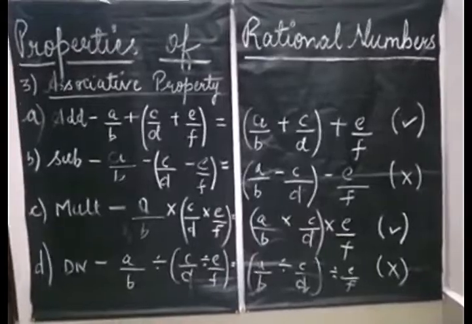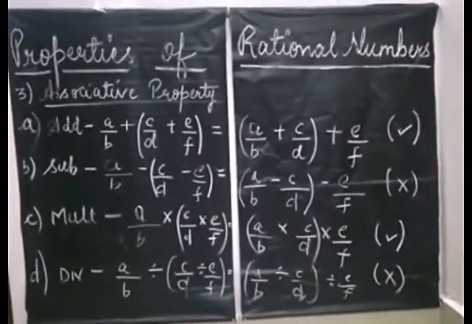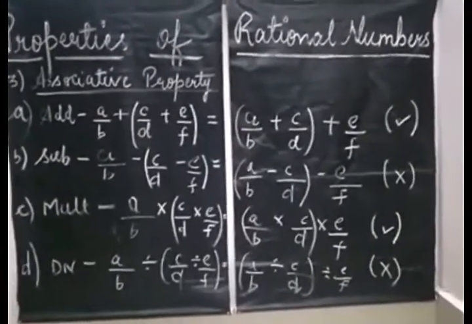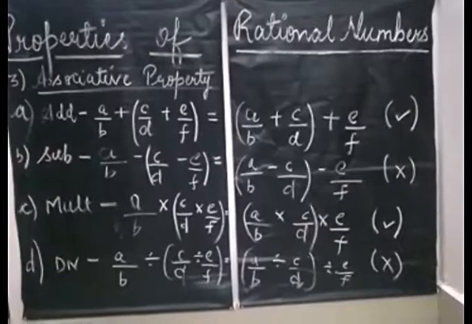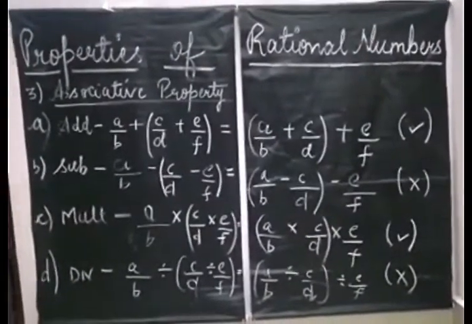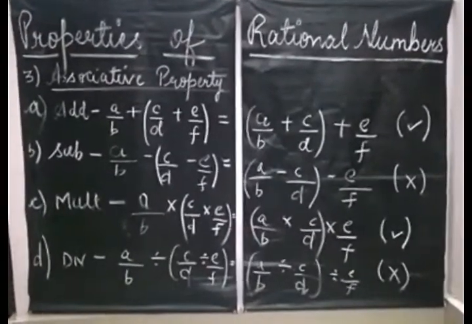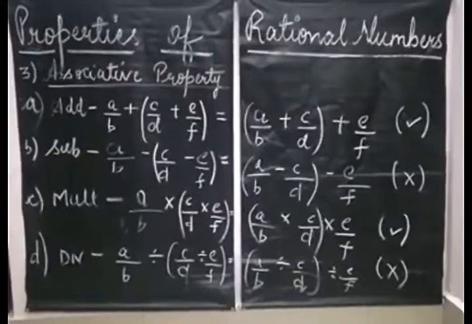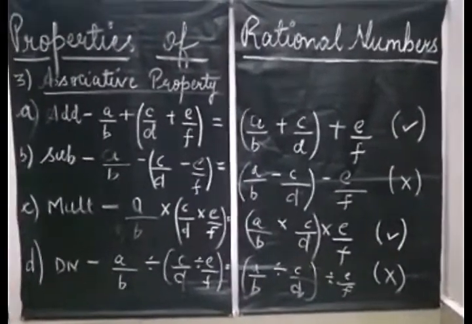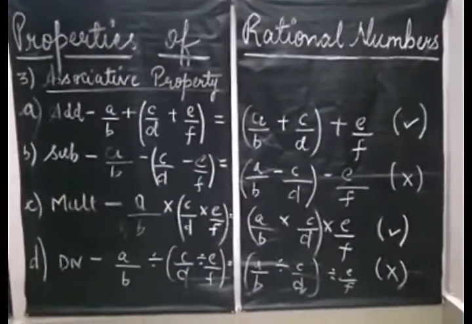Suppose your A upon B is 1 upon 2, C upon D is 2 upon 3 and E upon F is 3 upon 5. Add in both situations, and you will get equal answers. That is, your LHS will be equal to RHS. It means that the associative property works in the case of addition. Similarly, in the case of subtraction, you will observe that the associative property does not work.